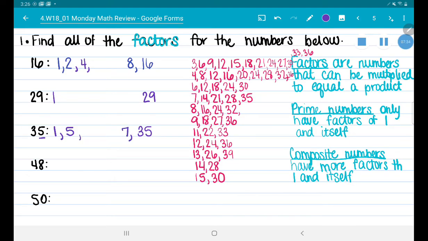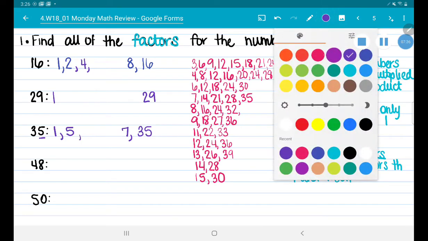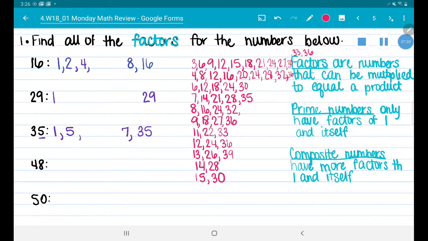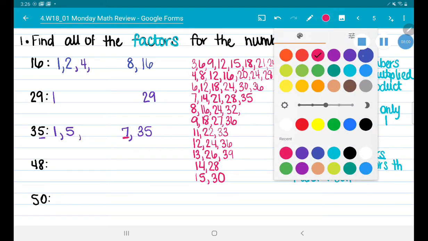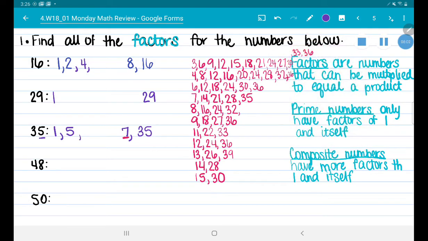So now I'm going to check my list of 6s. I got to 30. 6 more makes 36. So 35 does not have a factor of 6. And now here we are at 7. We already have it listed, so I know that I am finished. I found all the factors of 35. Now we're ready to go to 48.